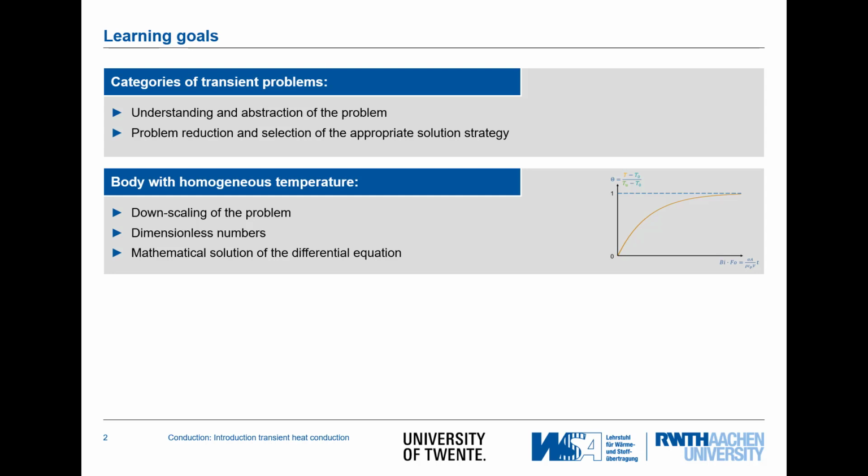The learning goals of this video are as follows. First of all, we need to categorize different transient problems. This requires an abstraction of the problem and an understanding of the problem. The problem reduction allows, in the next step, to select appropriate solution strategies for the different types of problems. In the first step, we look at a body with a homogeneous temperature. And for that, we rescale the problem, we look at the relevant dimensionless numbers, and we find a mathematical solution for the differential equation.